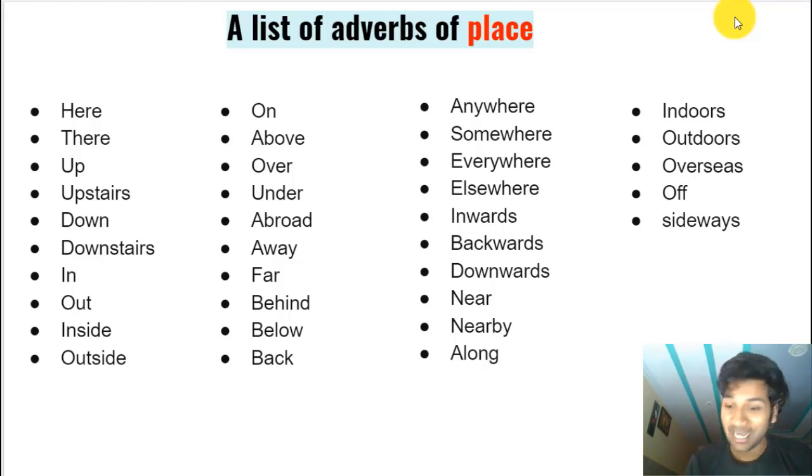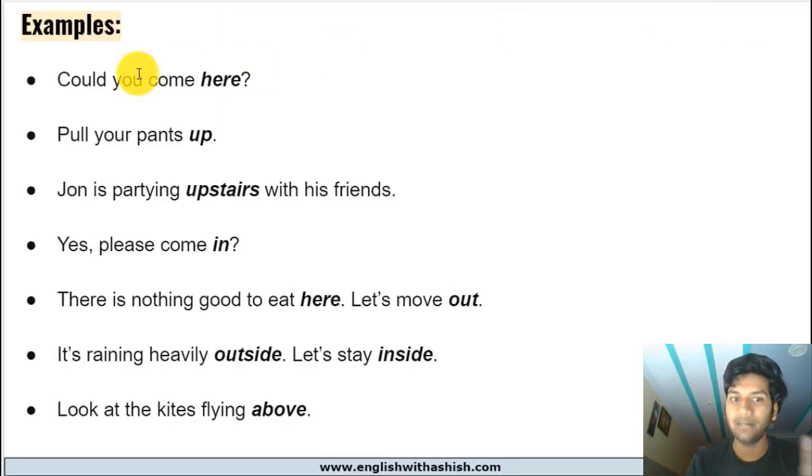Right now, let's take some examples of these adverbs of place and understand how they work. All right, example number one. Could you come here? Could you come where? Here, close to the speaker. So it's talking about the location of the action. Similarly, I can say, could you go there? Do you live there? Far away from the speaker. Do you live there? Do you live here?